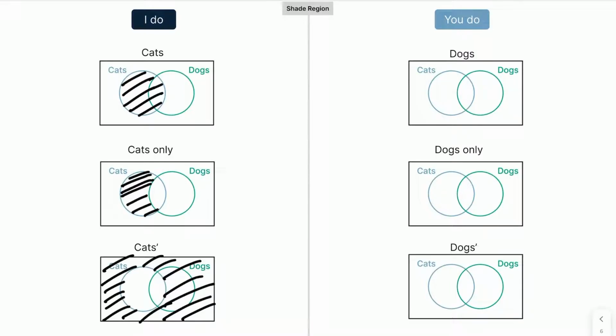So press pause and have a go at the example on the right. So dogs here is going to be everything in there. Now dogs only is not going to include the overlap with cats. And then not dogs is going to be everything outside the green circle.